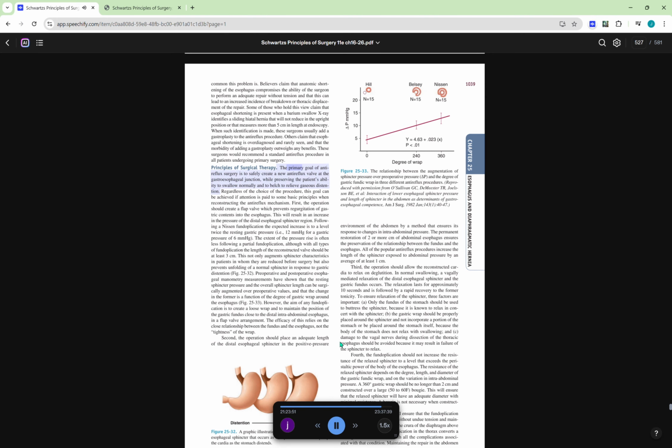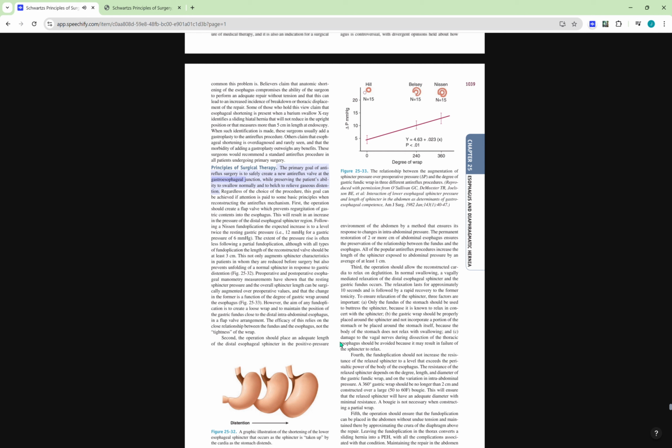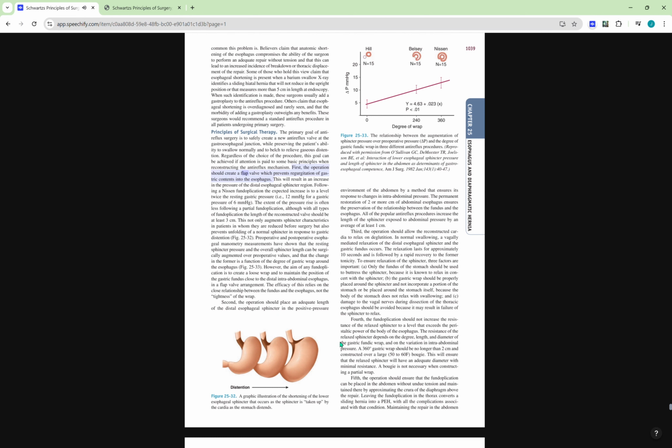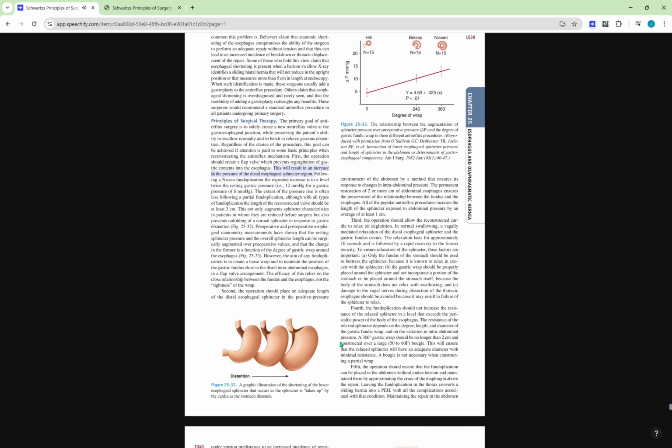The primary goal of anti-reflux surgery is to safely create a new anti-reflux valve at the gastroesophageal junction, while preserving the patient's ability to swallow normally and to belch to relieve gaseous distension. Regardless of the choice of the procedure, this goal can be achieved if attention is paid to some basic principles when reconstructing the anti-reflux mechanism. First, the operation should create a flap valve, which prevents regurgitation of gastric contents into the esophagus. This will result in an increase in the pressure of the distal esophageal sphincter region.